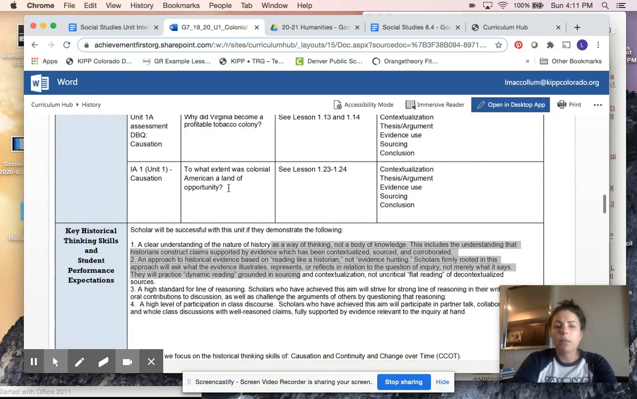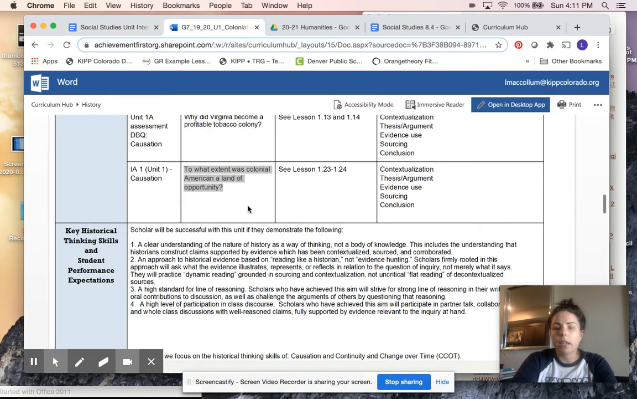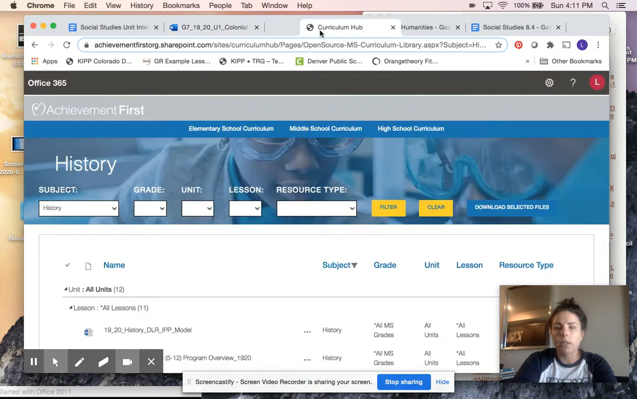IA1, to what extent was colonial America a land of opportunity? It looks like they have a typo. I'm going to go ahead, copy that, paste it in here. To find the actual guiding docs and whatnot, I need to look at lesson 23 and lesson 24.